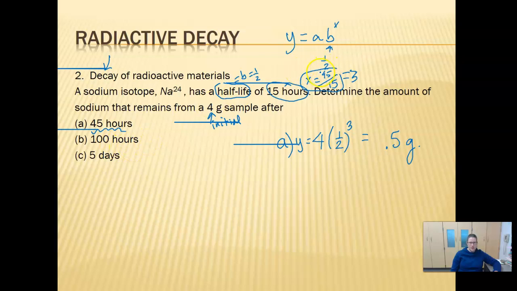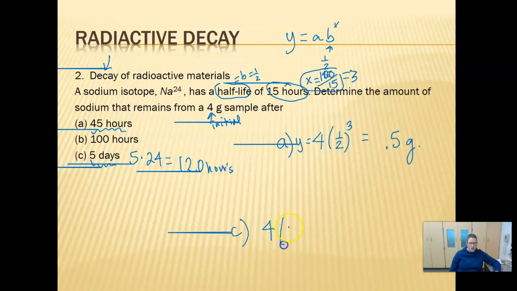The only difference there would be that I would put 100 over 15 as x here, as the exponent. On this one it says 5 days, and so in that case I would want to change that to hours. So multiply 5 times 24 to get 120. So it's 120 hours. So for part C, I would do 4 times 1/2 to the 120 over 15 power, which comes out to, I'm going to try it.